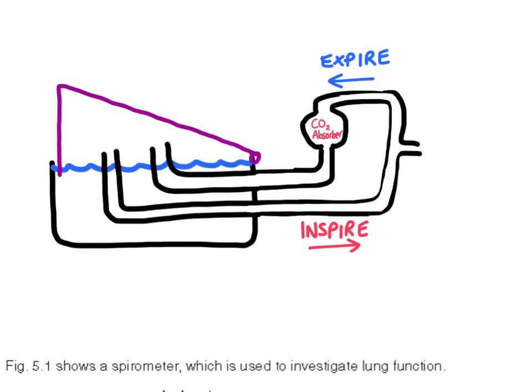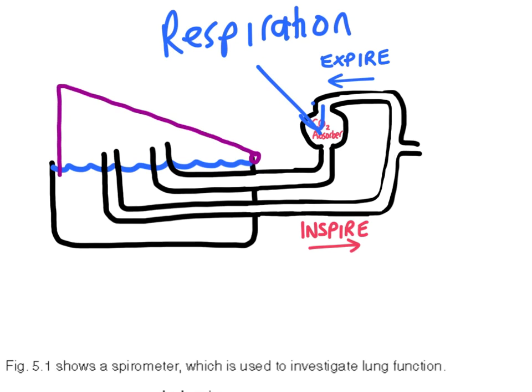Now where has that carbon dioxide come from? Well, it's come from the process of respiration. So remember, that carbon dioxide there has come through the process of respiration. How was it formed? Well, to basically produce that carbon dioxide, we had to react oxygen with glucose.